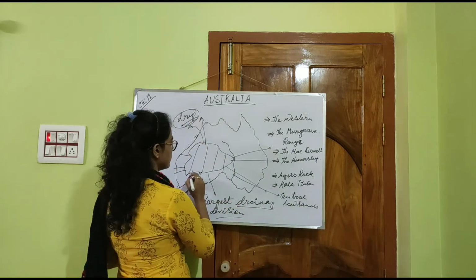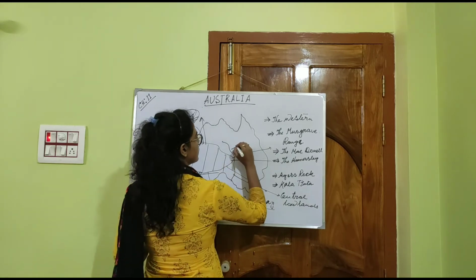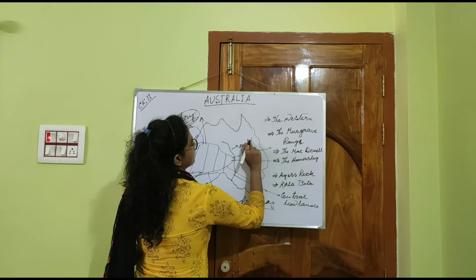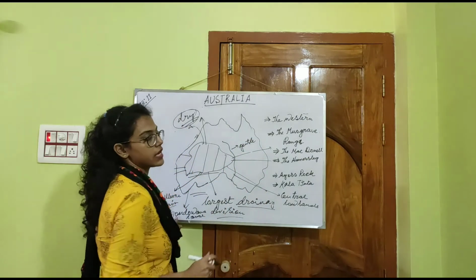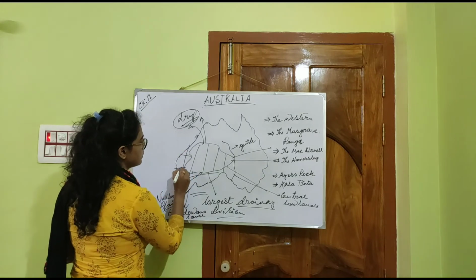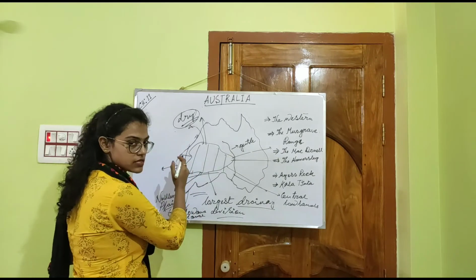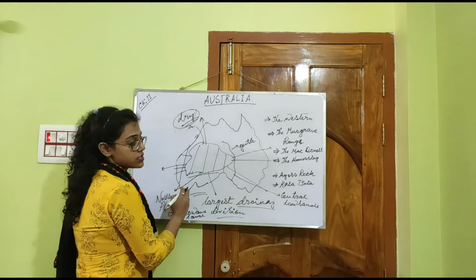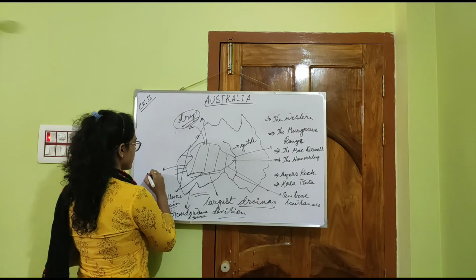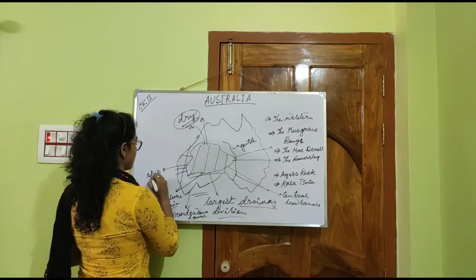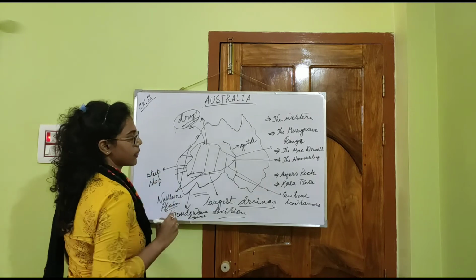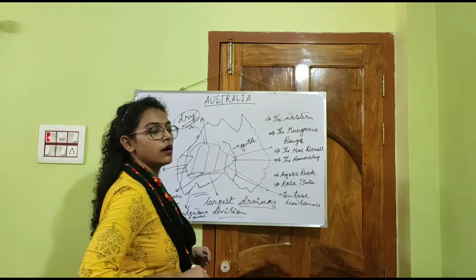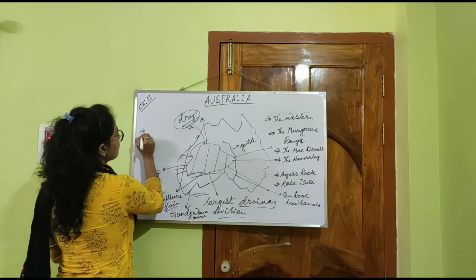So these two sides, these two side slopes, are the gentle slope of this area. This side, the western side of the Western Plateau, is here. The eastern coastal plain is here, and this portion is the steep slope.